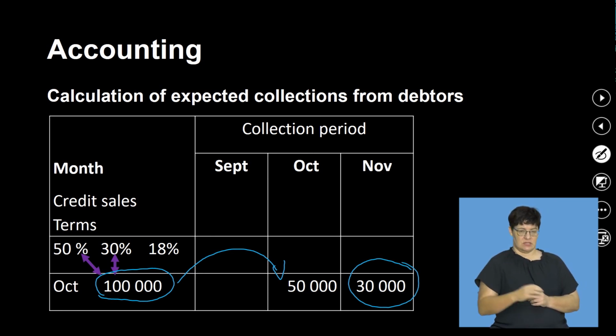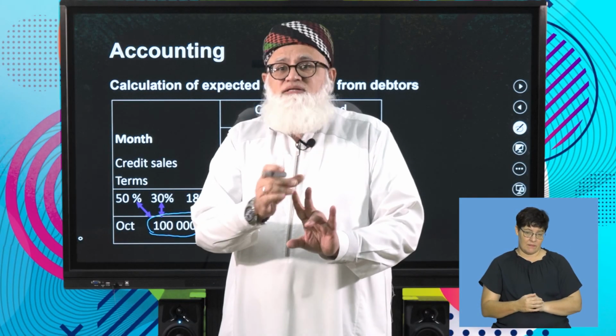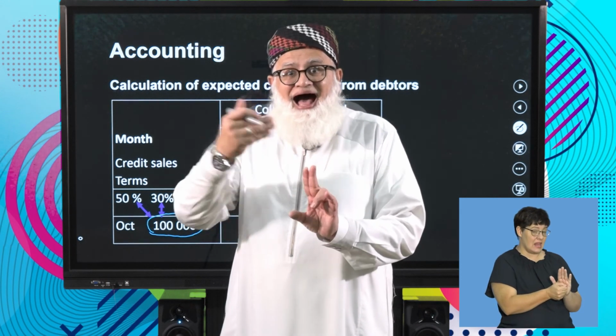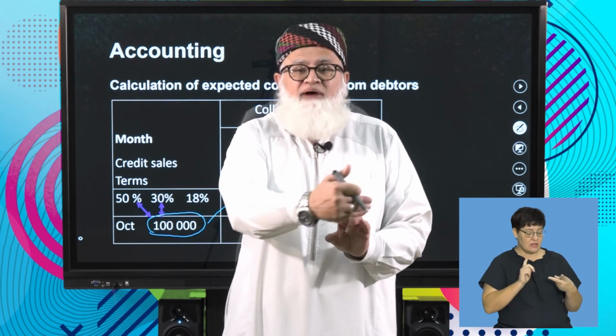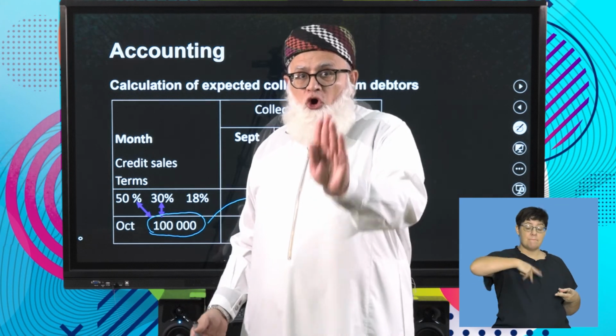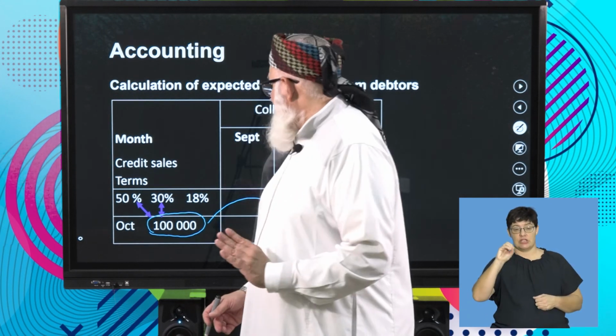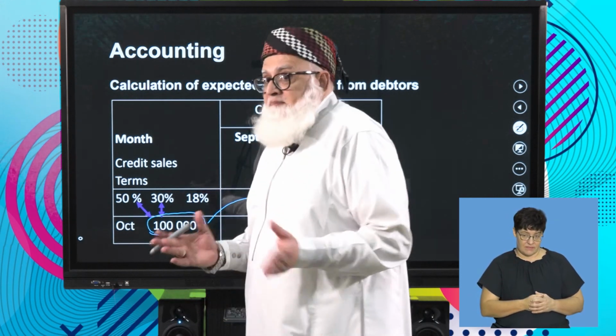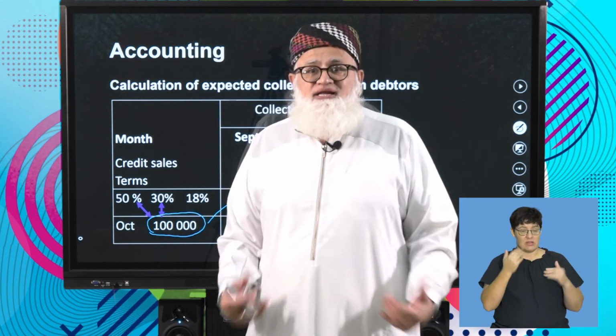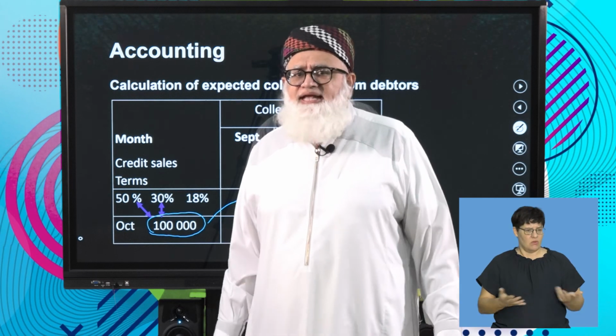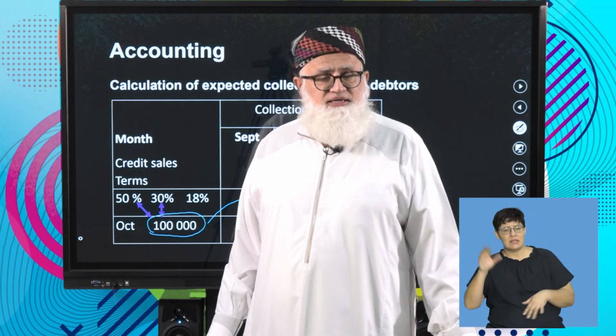Clearly, once again, a calculator skill. Number one, identify the credit sale. Number two, identify how I will receive my payments. So I know October was 50% in October, 30% in November, and my budget period ends there. The question arises now, do I calculate the 18% for December? Certainly not.